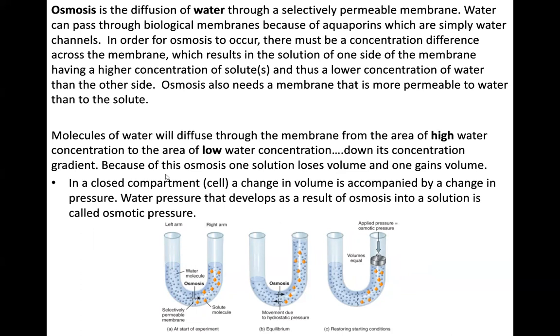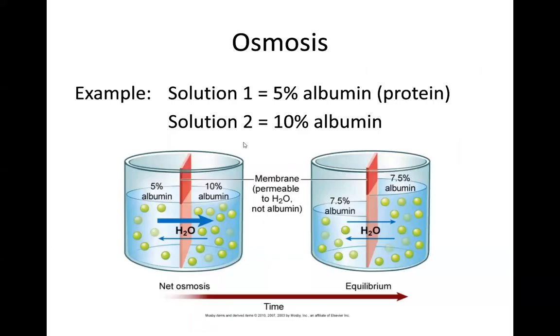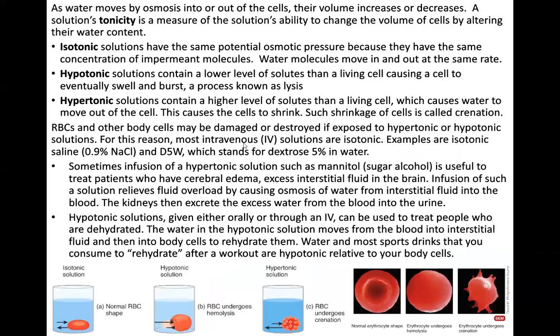They are closed compartments. So they are demonstrating here by pushing in with a piston what it's like inside a cell when that water rushes in. The change in volume is always going to be accompanied by a change in pressure. Think of a cell like a water balloon. The more water filling up a water balloon, the more pressure inside. So water pressure that develops as a result of osmosis into a solution is called osmotic pressure. Does that make sense? And that's important because of what we call tonicity, which I'll talk about now.